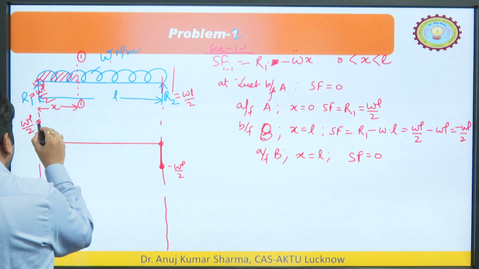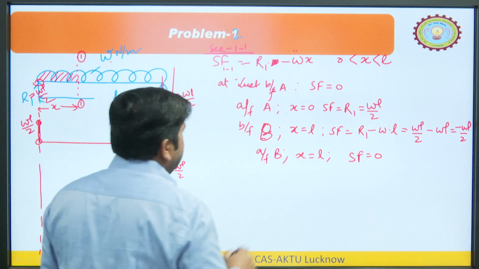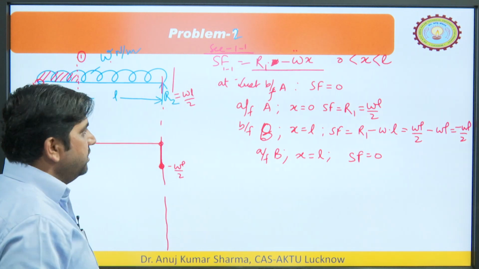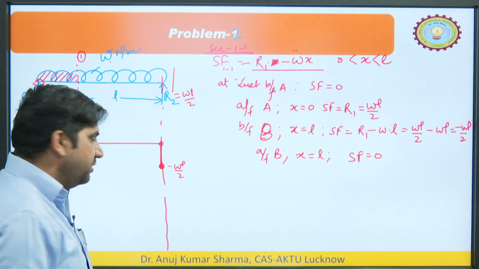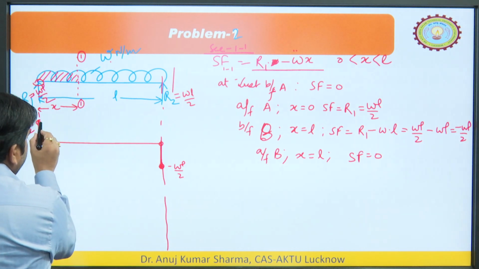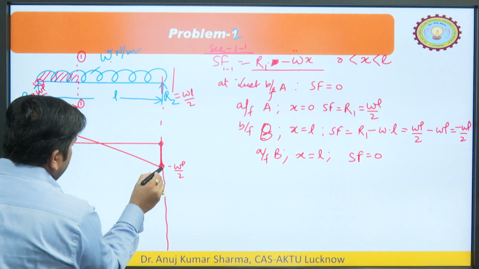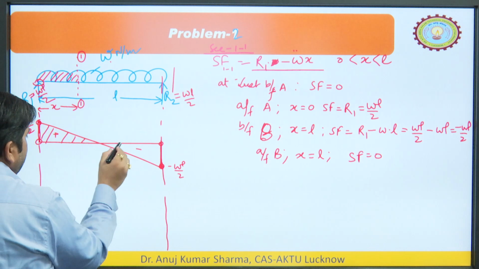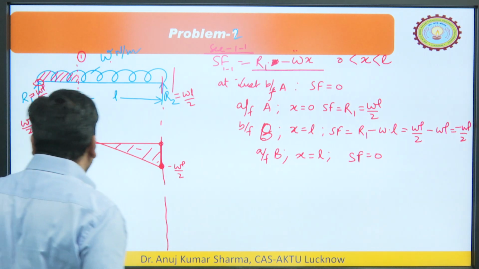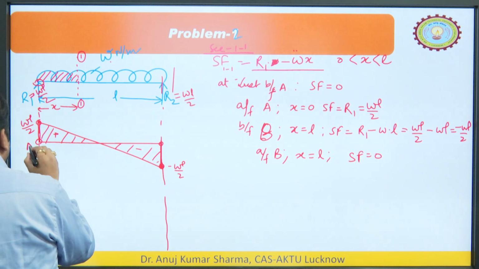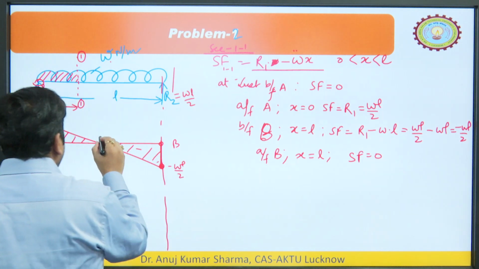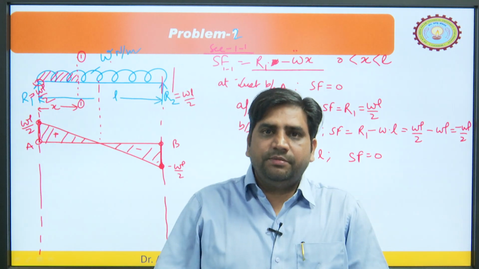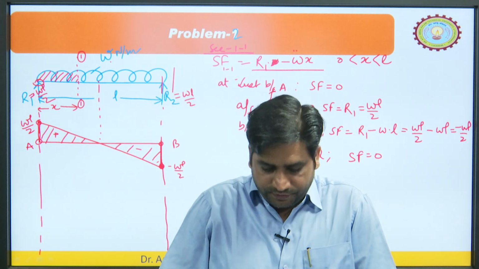Now, how will we join these 2 points? You can see this is the equation of a straight line. R1 means WL by 2 minus Wx. So, that would be a straight line. So, you just connect these 2 points by a straight line. This is positive, this is negative. So, you can see the variation of shear force from here to there. Let us say this is point A, this is point B. At the middle, the shear force would be 0. So, it means the bending moment must be maximum at this point.